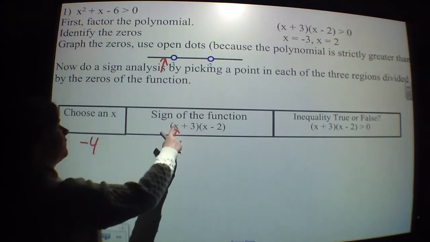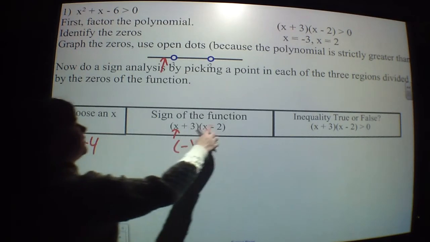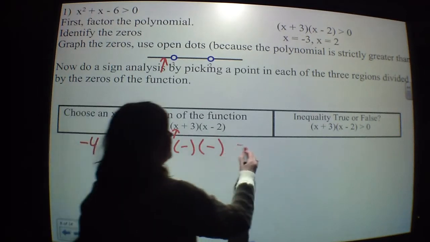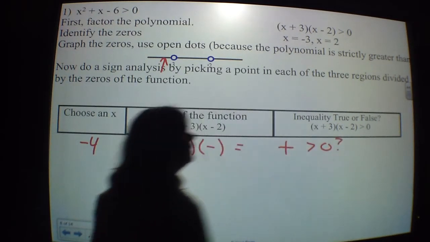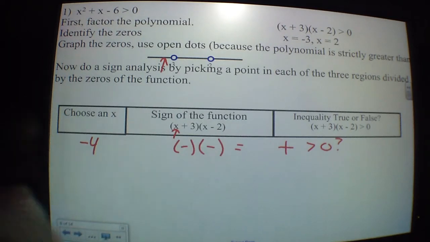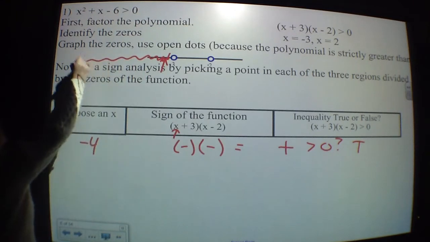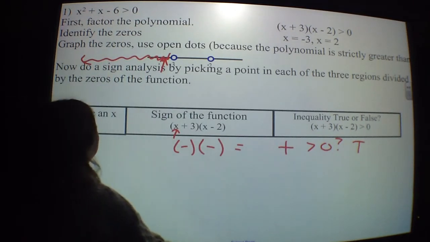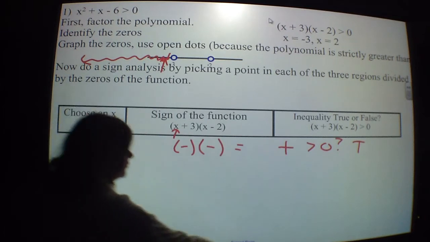So if I plug in negative 4, negative 4 plus 3 gives me a negative number. Negative 4 minus 2 gives me a negative number. A negative times a negative will give me a positive number. Is a positive number greater than 0? Yes, it is. So it's true. So it's true for everything in that region. You can pick anything in that region. You put negative 3.1 and it'll be true. You pick negative 100, it'll be true.